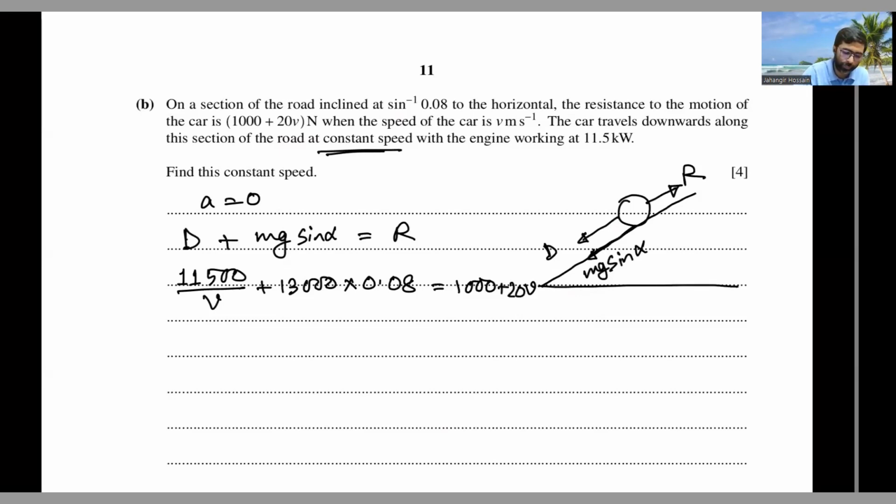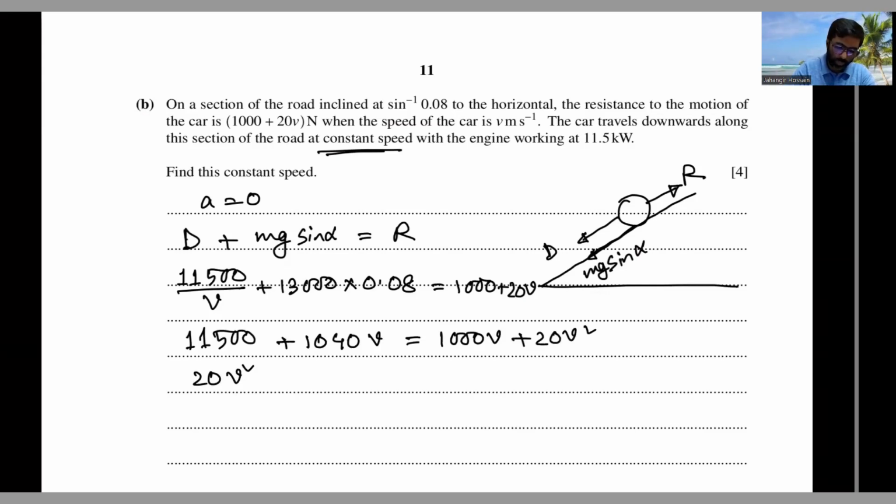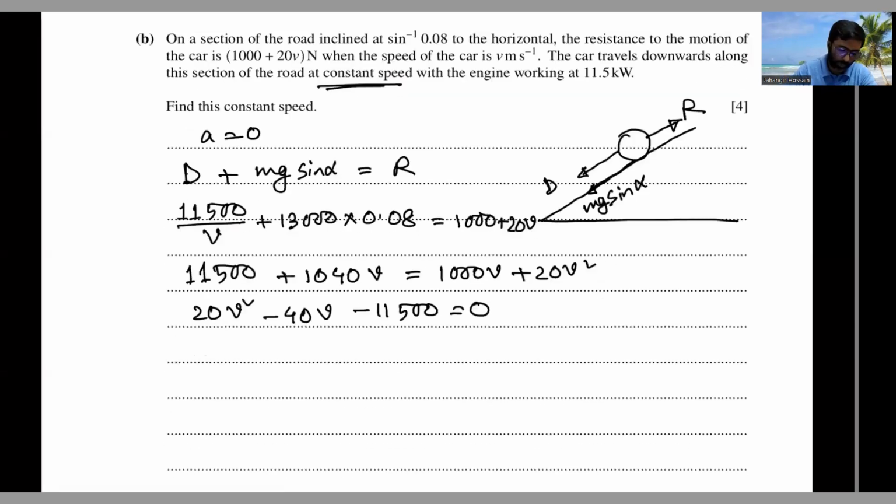So we have 11,500 plus 13,000 into 0.08. That's 1040. v, equals 1000 v plus 20 v square. So 20 v square minus 40 v minus 11,500. So that's a quadratic equation. Solve it to find the value of v.